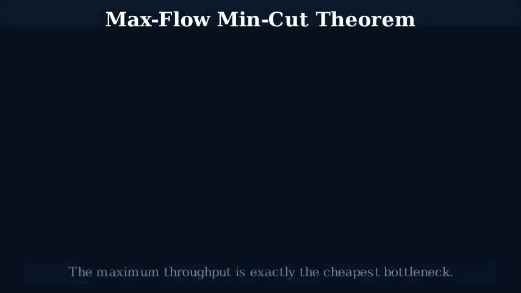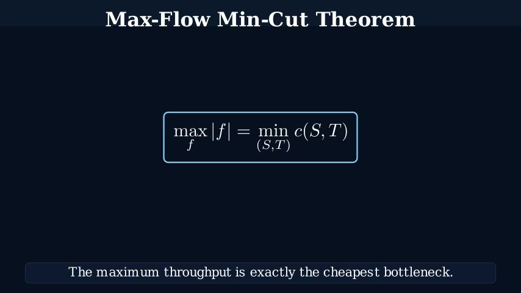Today we explore the max flow min cut theorem, one of the cleanest ideas in algorithms. It says that the most you can send through a network is exactly equal to the capacity of the cheapest bottleneck that separates the source from the sink.